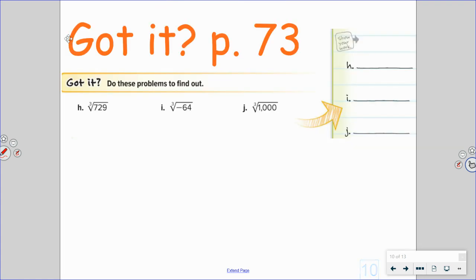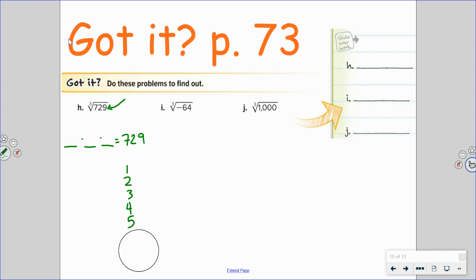Onward, if you want to stop, pause the video, go to page 73, HINJ, come on back when you're ready. Now, lest you think this takes way too long, I would encourage you to use some mathematical reasoning here. Look at this number and ask yourself, do you believe the answer is going to be positive or negative?